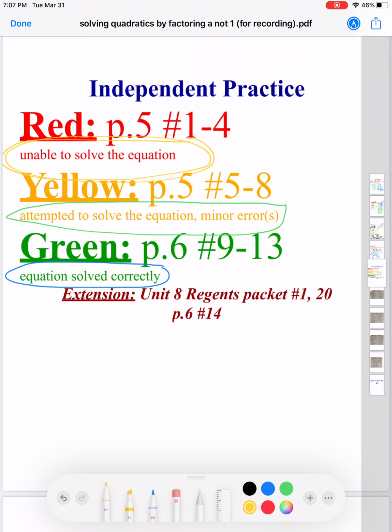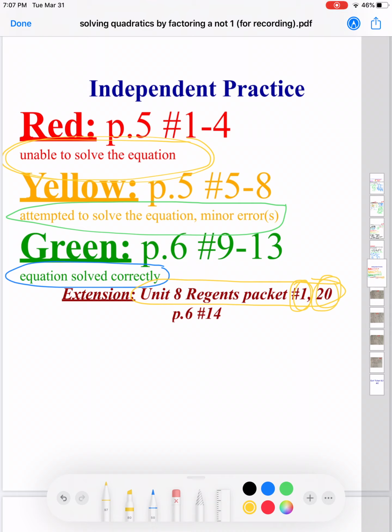No matter what group you're in, I want you to notice that at this point, you now know how to do 2 more problems in your Regents packet. You should be able to do number 1 and number 20. So if you haven't started that Regents packet yet, I would try to do those problems.